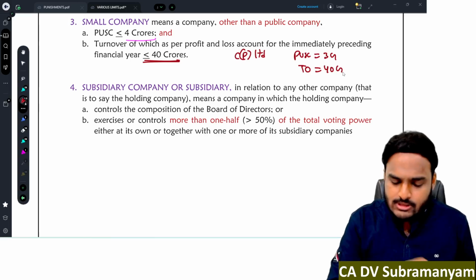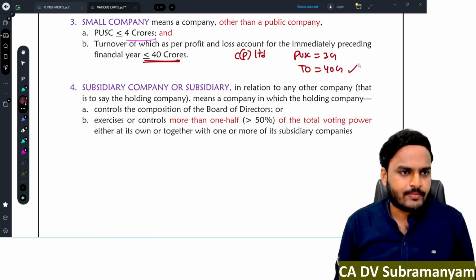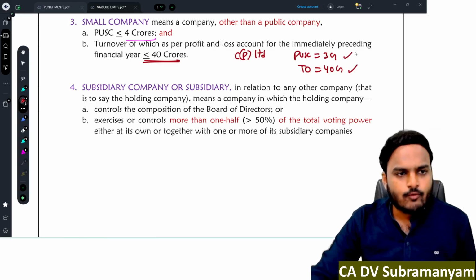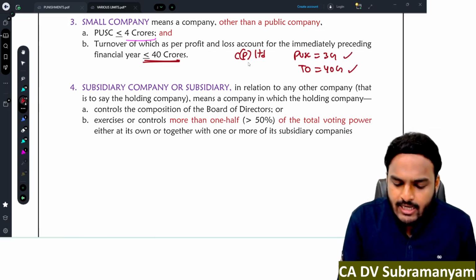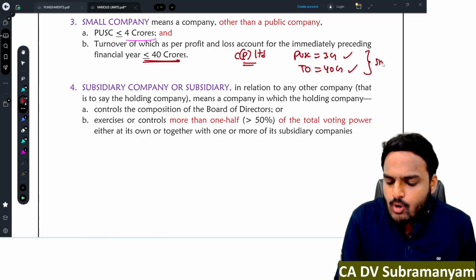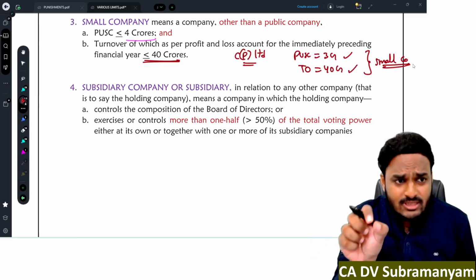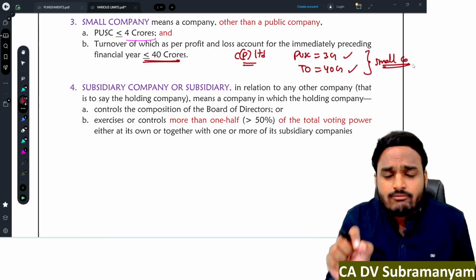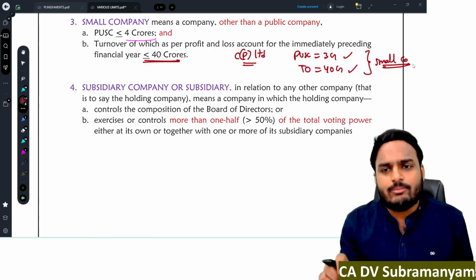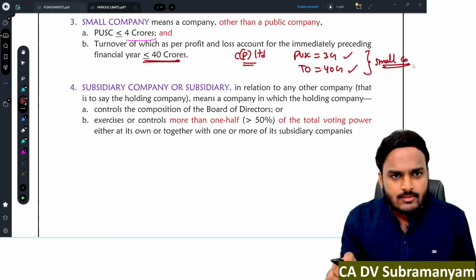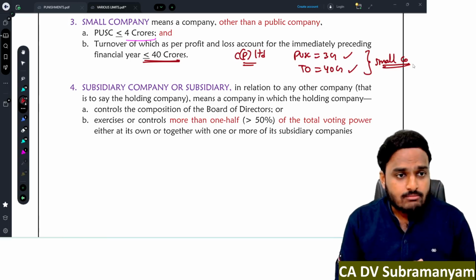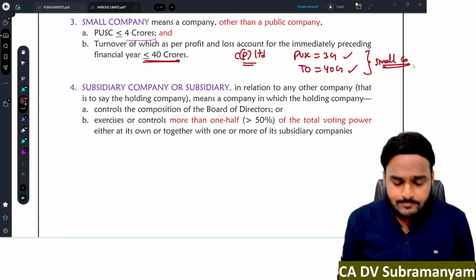The answer is 40 crores is also covered within the definition of small company. Turnover 40 crores, yes, condition is satisfied. Paid up share capital is within the limit of 4 crores. So the condition is already satisfied, and it is a private limited company. So this is a small company. Understood? They will exactly ask you the limit, they will frame a question with the same limit, equal limit. Clear?